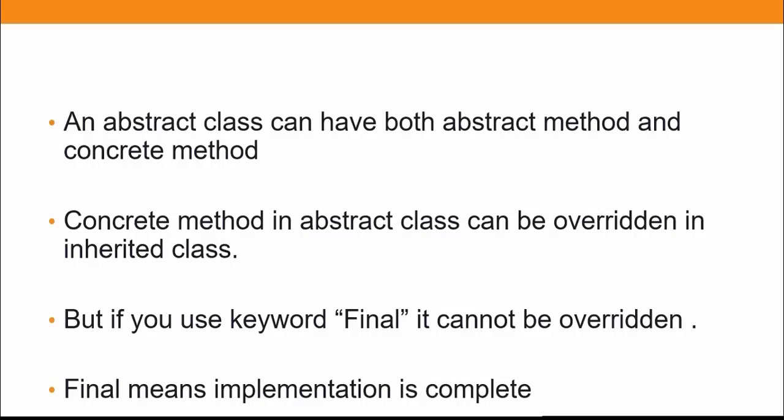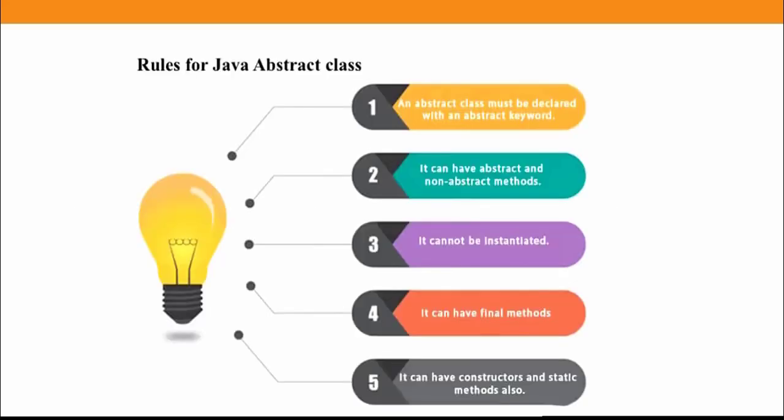In case instead of using abstract as a keyword, if you use final as a keyword, even the concrete method cannot be overridden in the child class. That is what it means. I'm going to show you everything programmatically so that you understand, right? So final means the implementation is complete, so you cannot override, right? So these are the rules for us to have the abstract class.